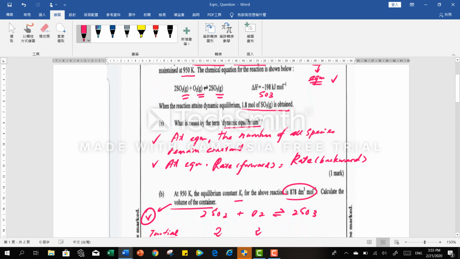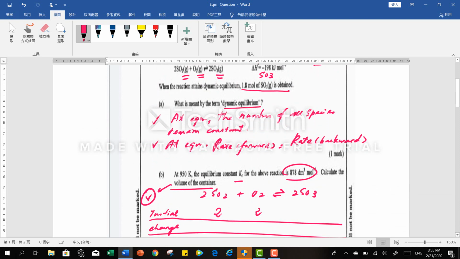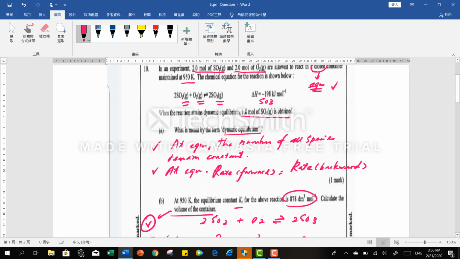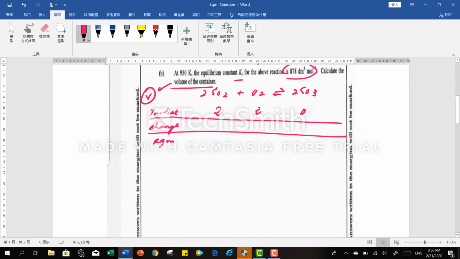But if you insert mole in the ICE table, after you get the equilibrium mole, you need to divide by volume to turn it to concentration before you put it back into the equilibrium law, okay? At the beginning is 0. Now, when the reaction attains, 1.8 mole of SO3 is obtained, so it will be 1.8, okay? Now these are the given information. Then I will start filling in mine, okay?